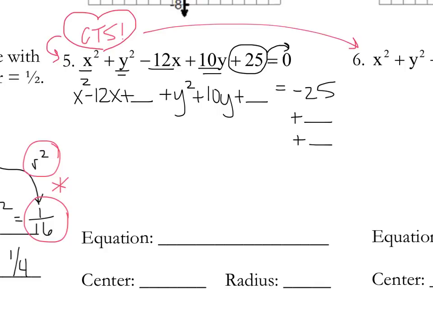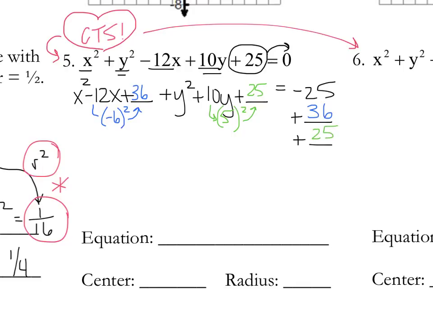This is very similar to all the completing the square problems we've done, except we have to complete the square with x and y, which is why there's two separate blanks on the left, and whatever you add to one side, you have to add to the other. So I'm going to take half of negative 12, which is negative 6, and square it. 36 goes here. Next one, I'm going to take half of 10, which is 5. Square it. 25. Each blank.